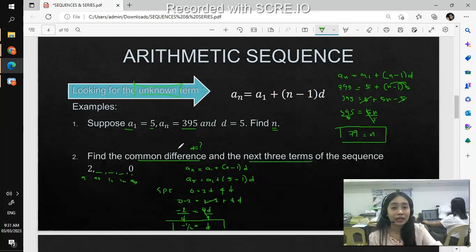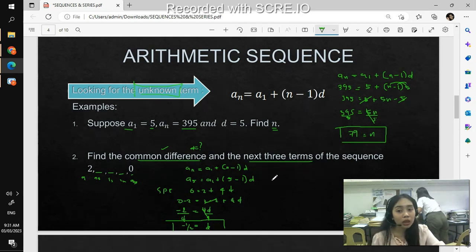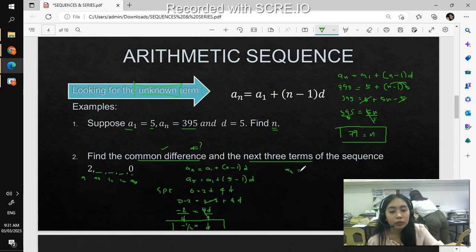Now we already have the value of d. The first problem is solved already. Now we are to move to the next three terms. If this is the case, it only involves small terms, or let's say a few terms only, then you just add directly the value of d to your terms. So to get a sub 2, all you have to do is to add a sub 1 plus the common difference. a sub 1 there is 2 plus our common difference, that is negative 1 half. So this becomes 2 minus 1 half.